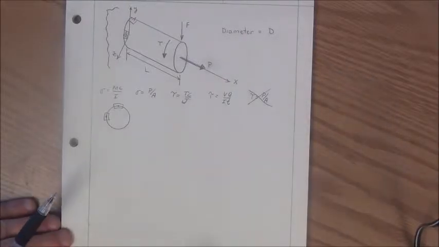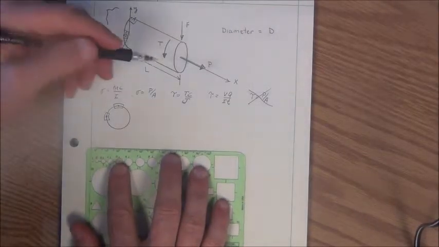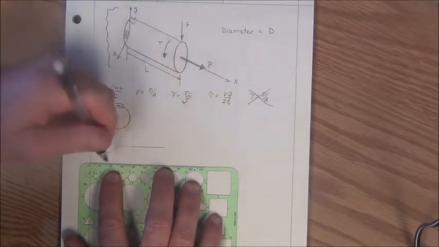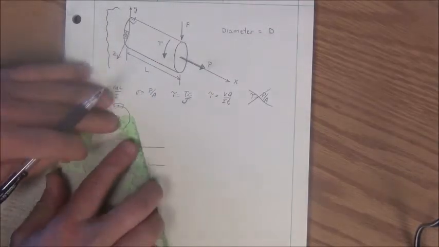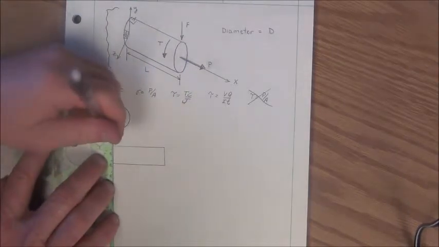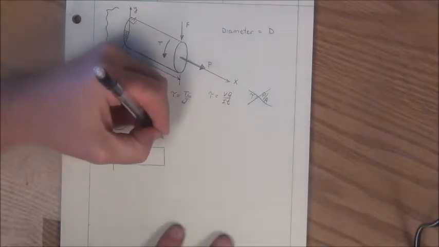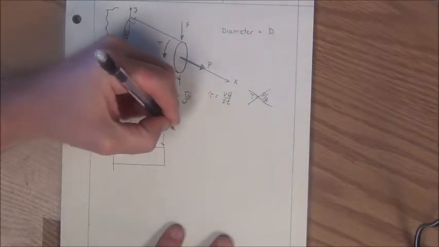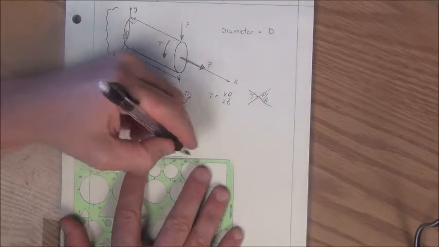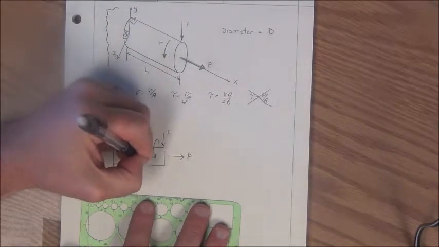The first thing that I do is draw a free body diagram of the structure. In this case, I will draw this in a two-dimensional drawing so that it's more clearly easy to see the reaction loads. So I have a transverse load F, I have an axial load P, and I have a torque T.